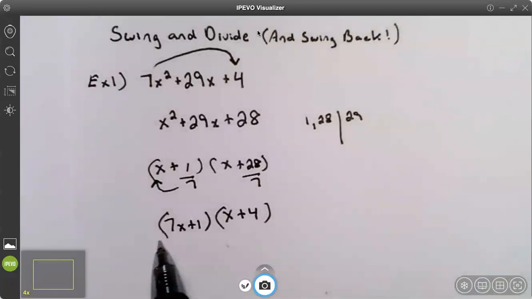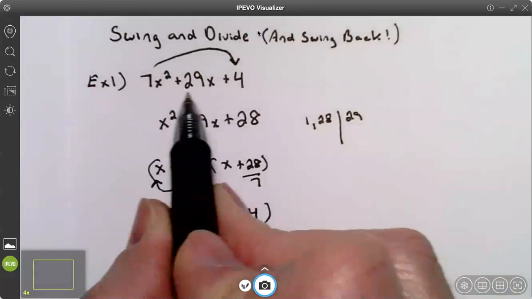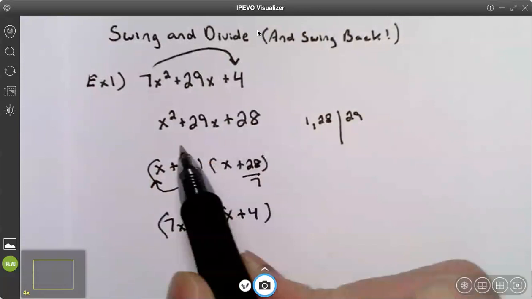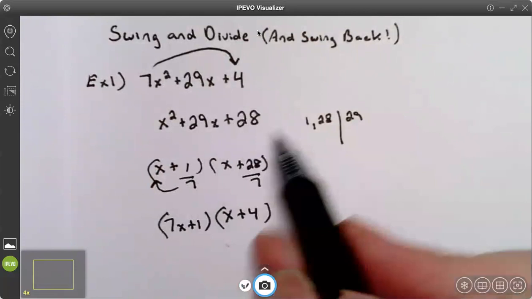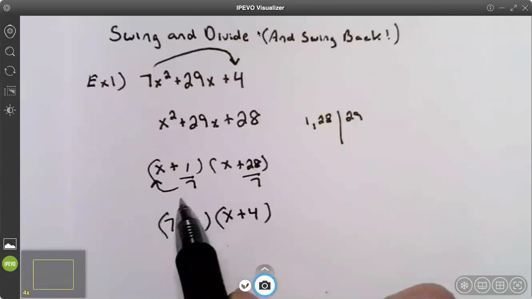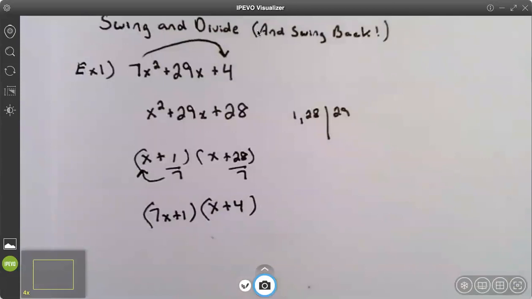If I foiled this, or distributed these 2 terms to these 2 terms, and simplified, I would end up with this. So in review, swing and divide. We swung our 7 over and multiplied it by the 3rd term. Then we had to factor the trinomial as normal. Then we divide by what we swung. We swung a 7, so I divided both of these constants by 7. Simplified it, 28 divided by 7 is 4. This one would not simplify, so I swung it back. The 7 swung back and made 7x plus 1 times x plus 4.